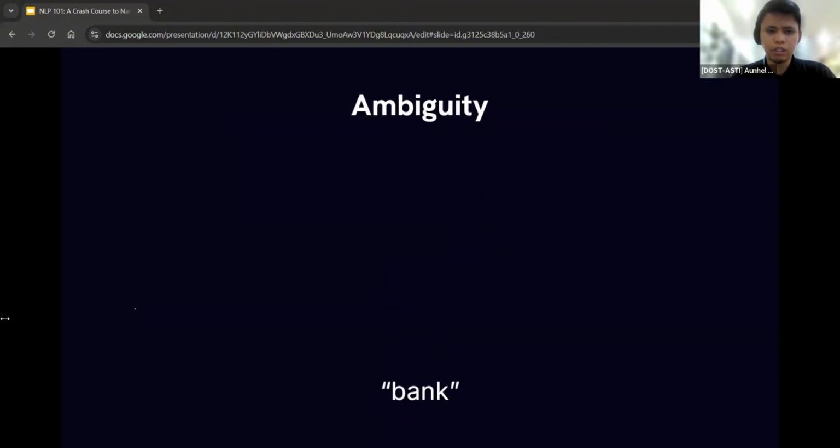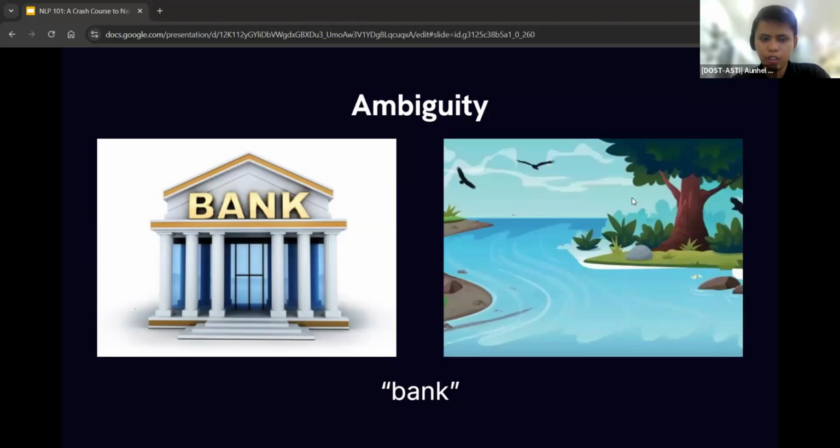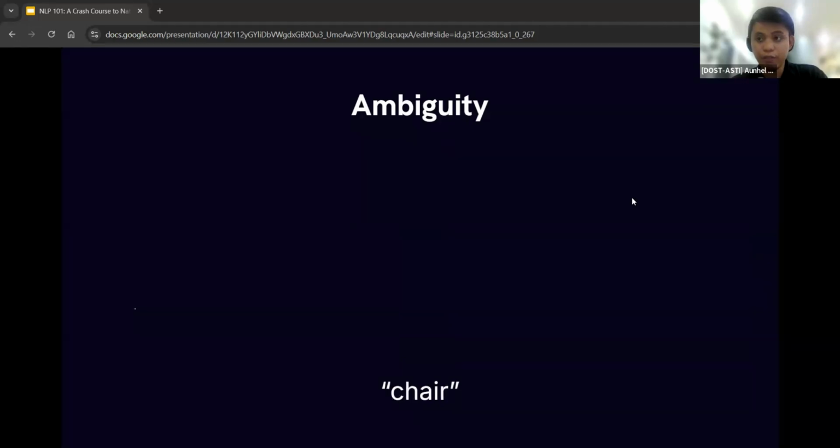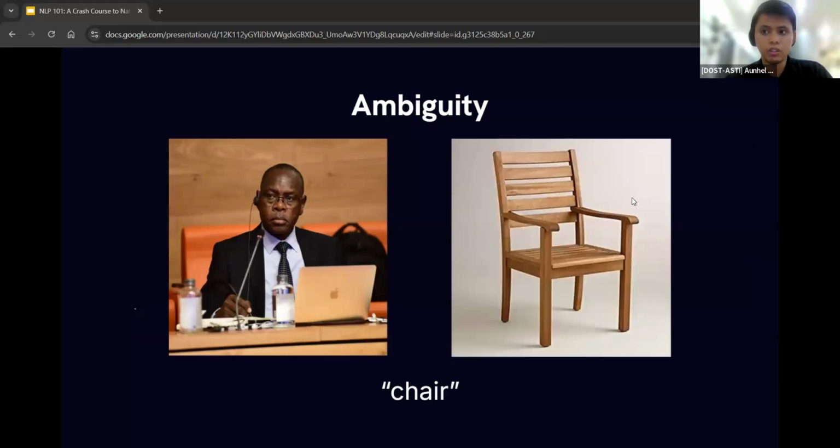So let's say in ambiguity. Let's say you hear the word bank. What comes into your mind when you hear the word bank? Is it an institution or a place where you deposit and withdraw money, a financial institution, or is it a river bank, as a part of the river, things like that. You're currently seeing what I'm trying to express right here. So let's say we have a chair. Are we talking about the chair of a committee, the head of a committee, or a chair which you can sit on?